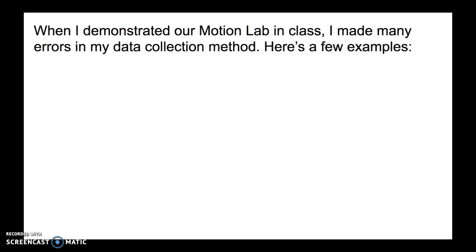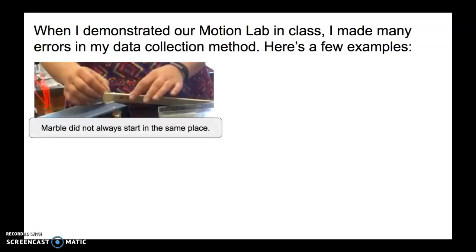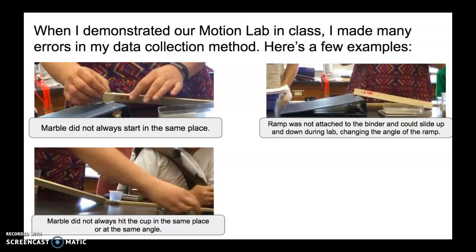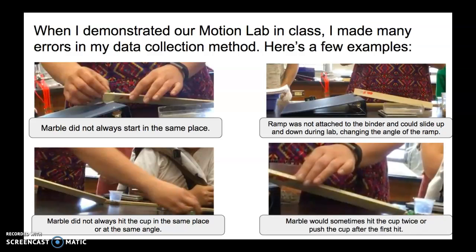So when I demonstrated our motion lab in class, I made a lot of errors in my data collection method. So here's some examples. The marble didn't always start in the same place. That would affect my data. The marble did not always hit the cup in the same place or at the same angle. That might affect my data. The ramp was not attached to the binder, and it could slide up or down during the lab, which changed the angle of the ramp. That might affect my data. And then sometimes the marble hits the cup twice, or it would push the cup after the first hit, and that would affect my data.